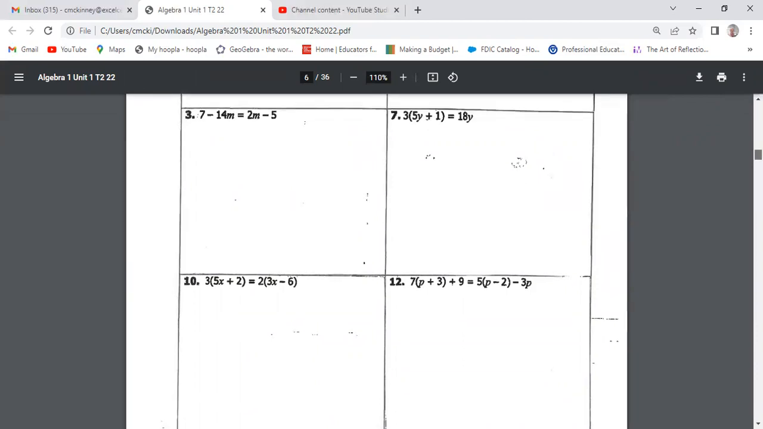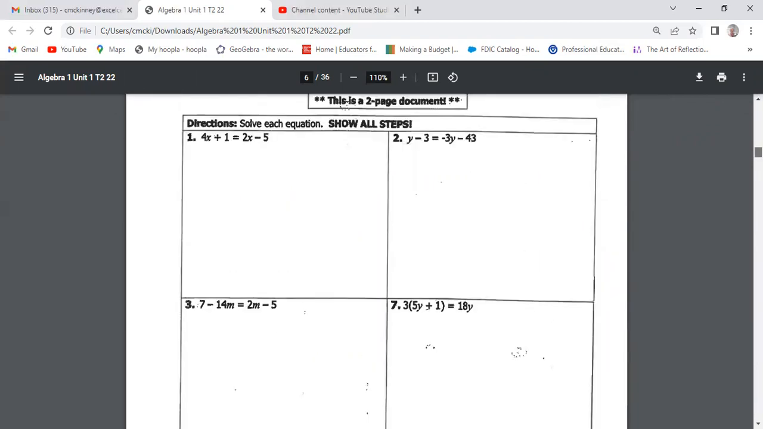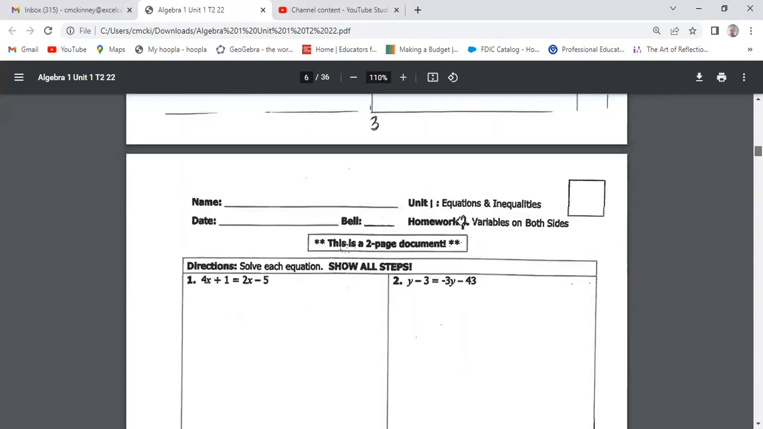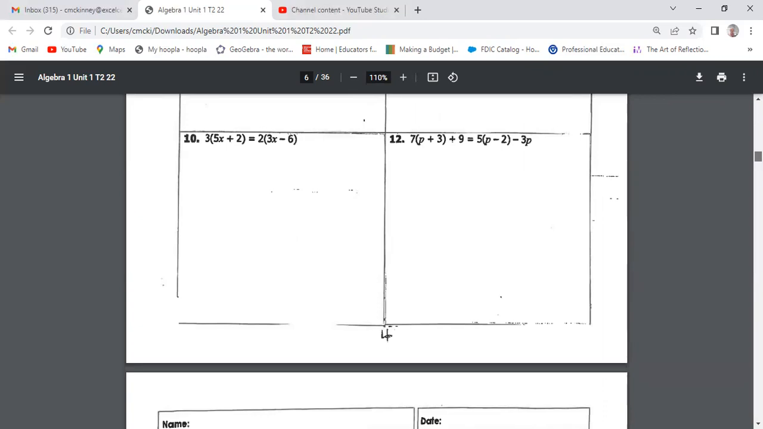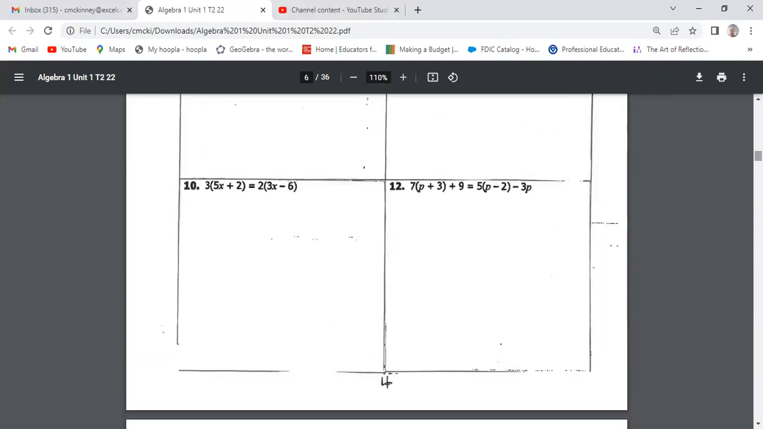And so if you also just check in about if there's anything else, but that's your multi-step equations. All right. Hope that was helpful. Thanks.